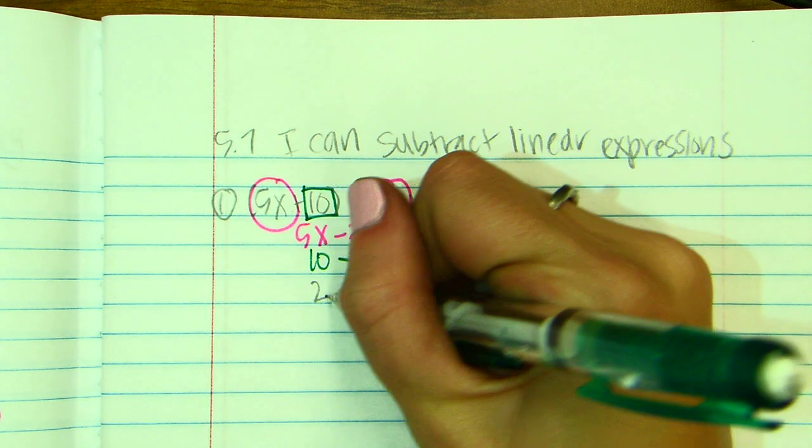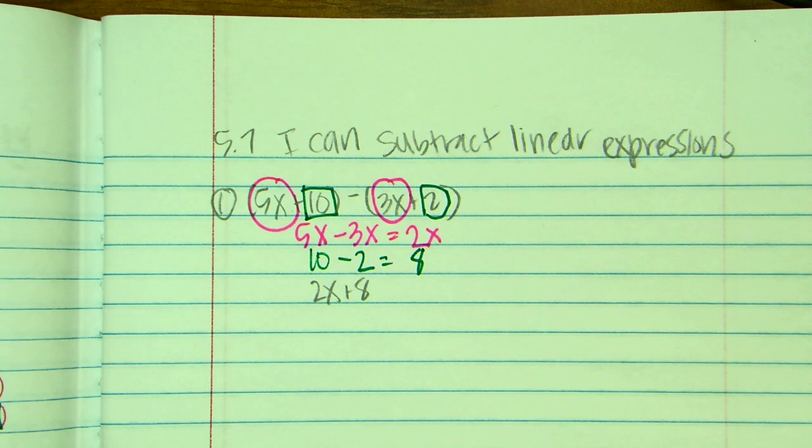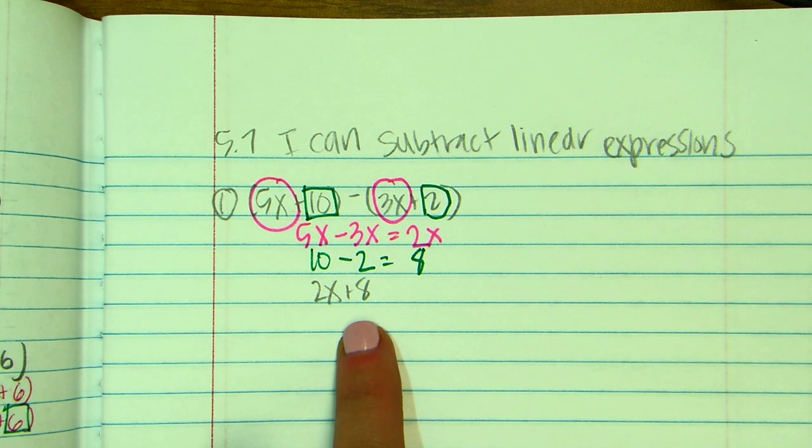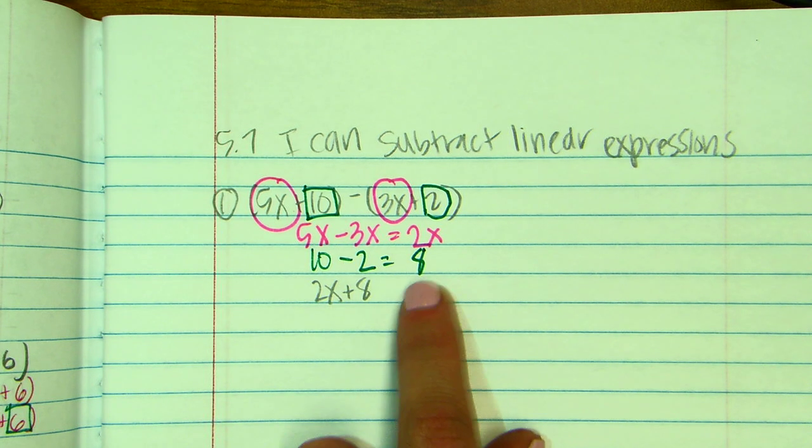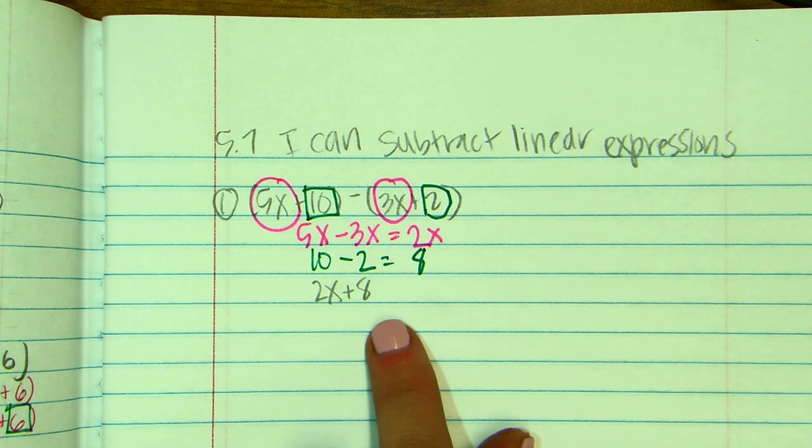I have 2x plus 8. It is not 2x minus 8, it's 2x plus 8. We already used our subtraction here. We subtracted already. And since this is a positive 8, when I'm putting this together, I have 2x plus 8.